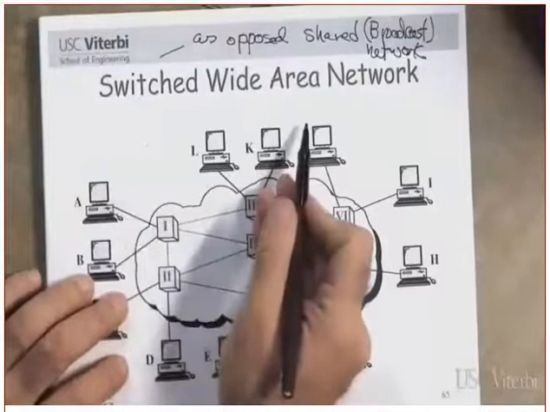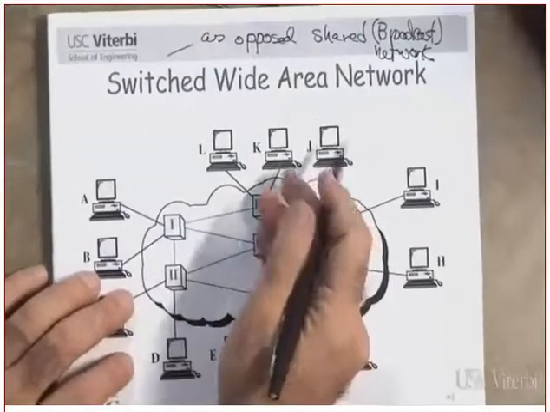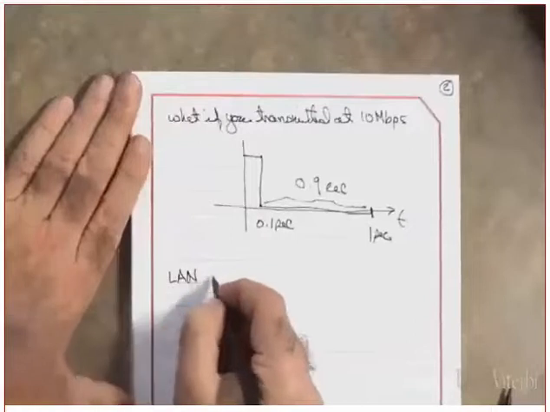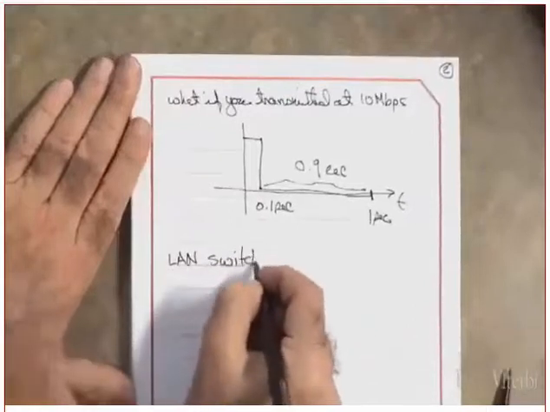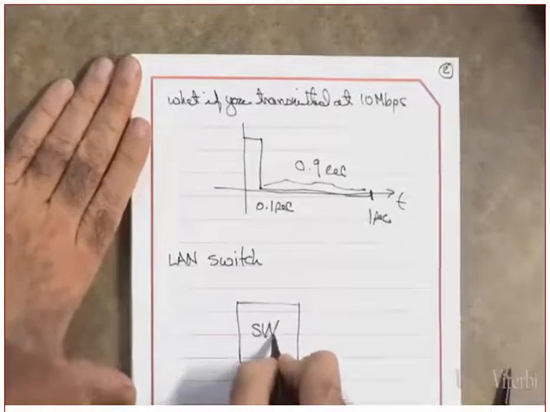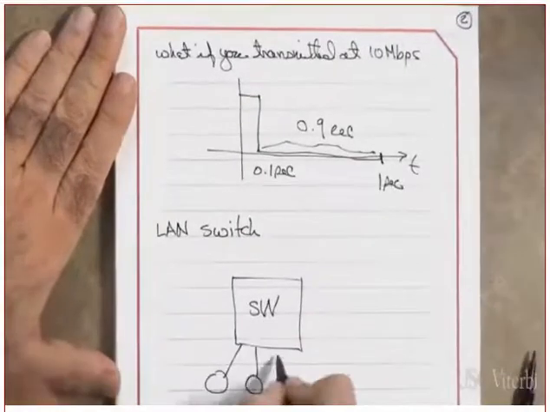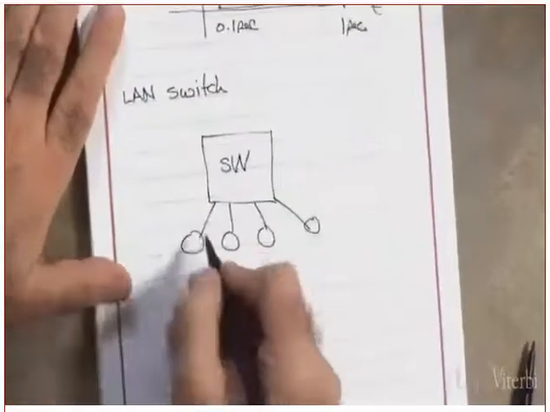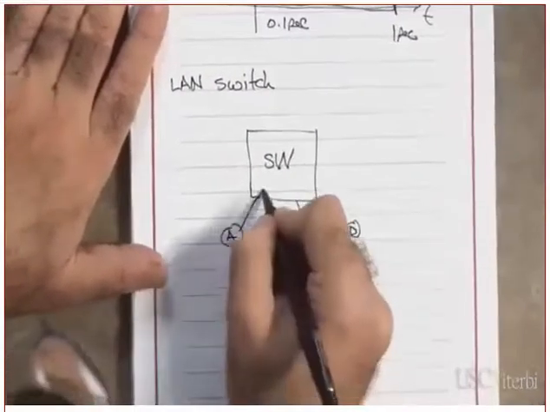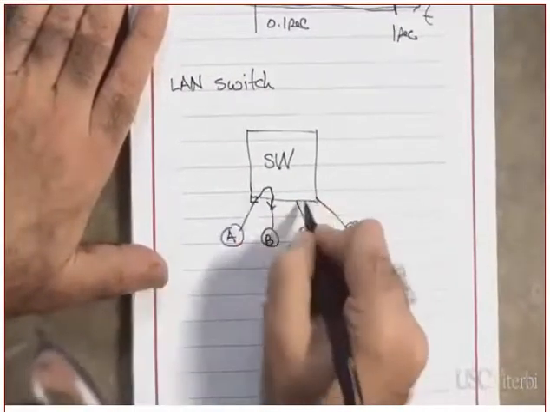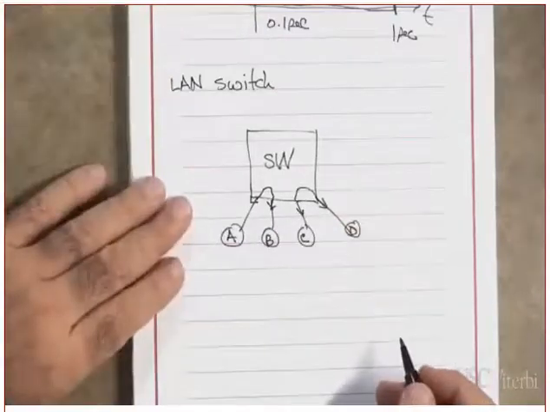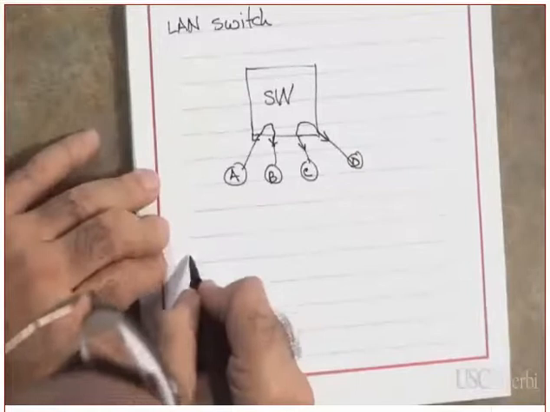A switch network does not need to be a wide area network. We are familiar, for example, with a LAN switch. You do have a switch like this, and the devices are connected to the switch here. This is A, for example, B, C, and D. A can communicate with B, and C can communicate with D. This is a LAN switch. Clear?